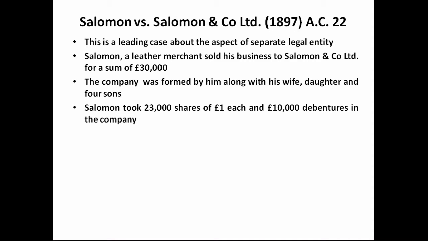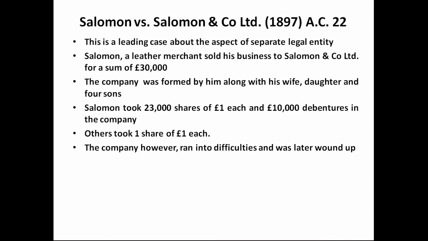And in the company, Salmon took 23,000 shares of £1 each and debentures worth 10,000 pounds. And the other amount was raised from creditors. His family members, that is his wife, his daughter, and his sons, took 1 share of £1 each. So that was the structure of the company. However, later on, the company ran into difficulties and it had to be wound up.